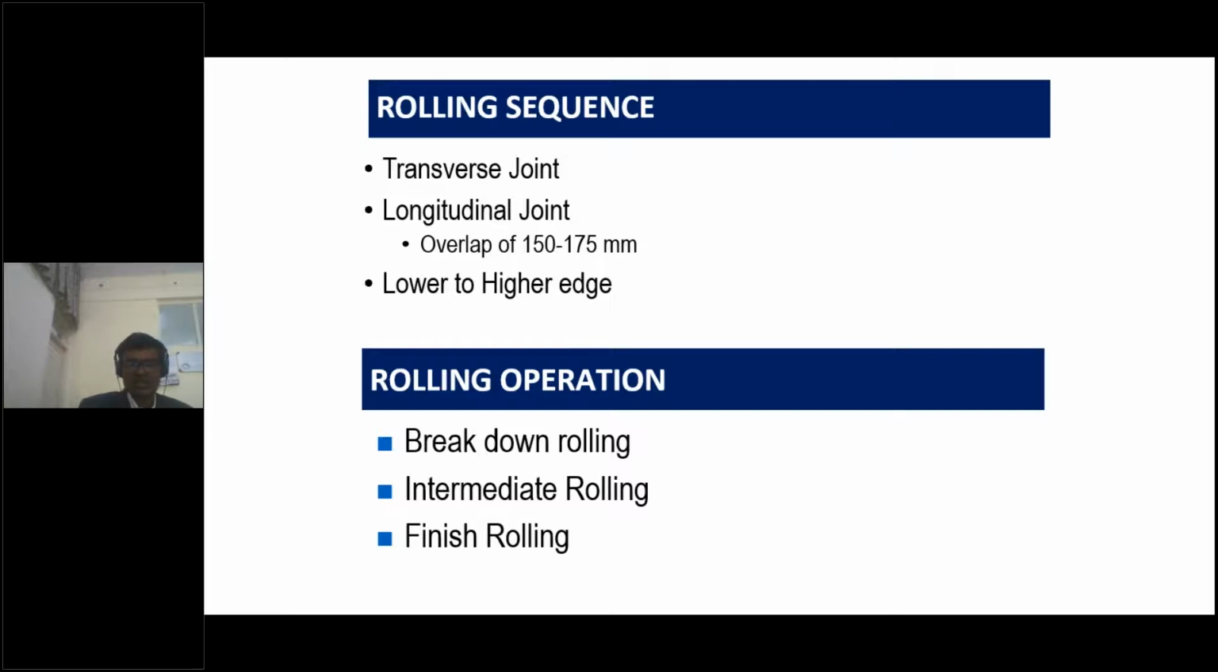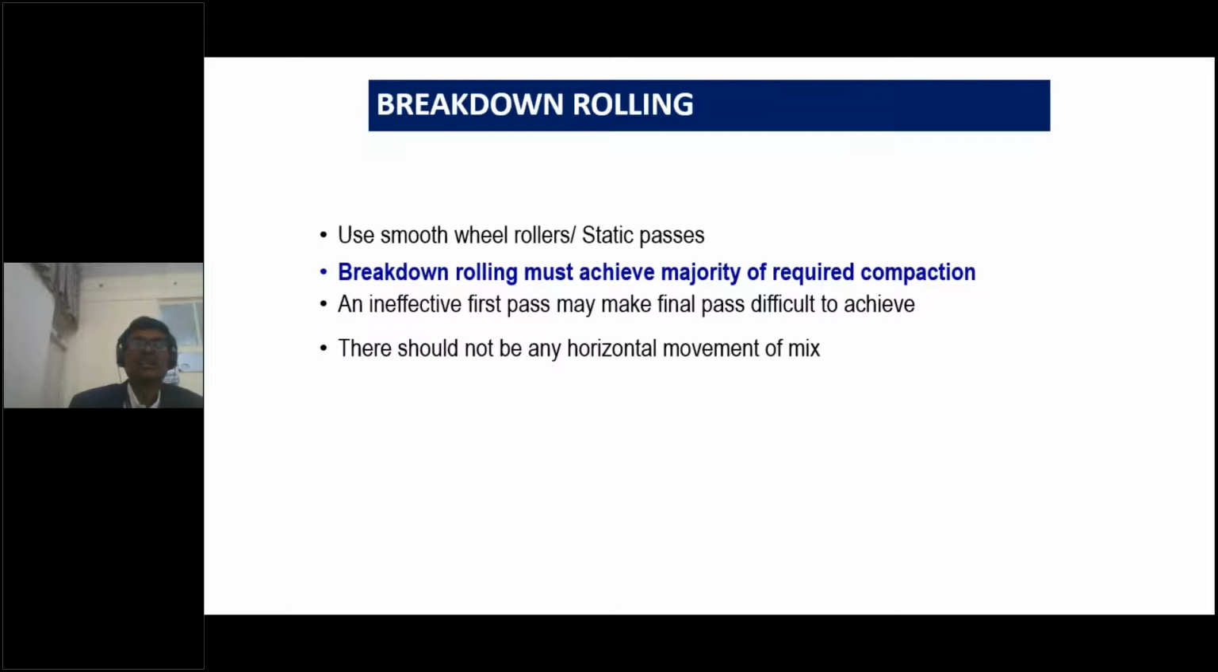So this is the sequence we follow: breakdown rolling, intermediate rolling, finish rolling. And what is important here is that the first roller pass on the bituminous mix is very important, because that is where it can be molded to any shape.